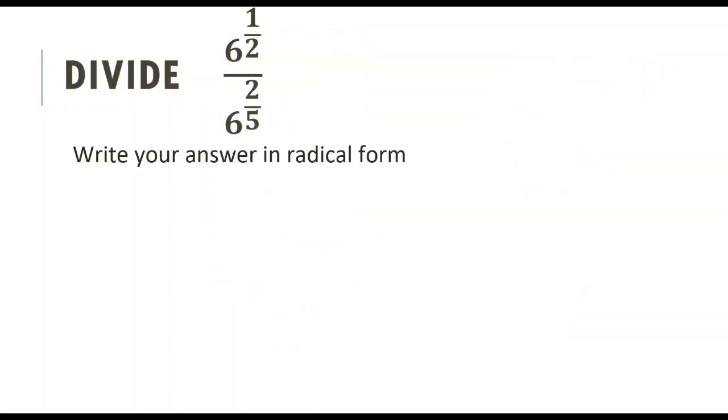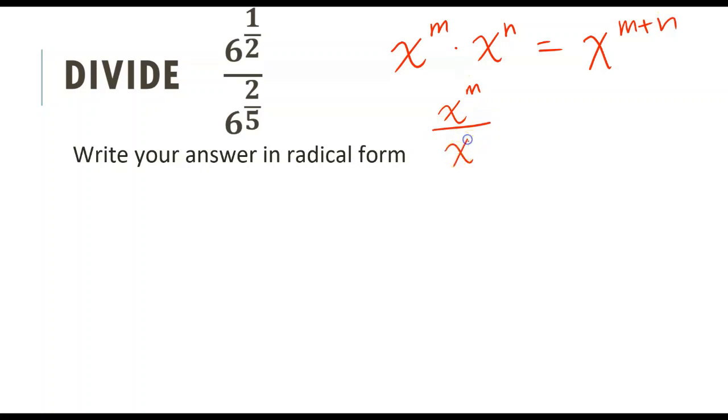For this problem, we are going to divide, and our rules for division for the laws of exponents says that, well, think about this, anytime we multiply, we add our exponents. Anytime we divide, we subtract our exponents. Always keep that same base. So, if I divide these guys, I get 6 to the 1/2 minus 2/5.